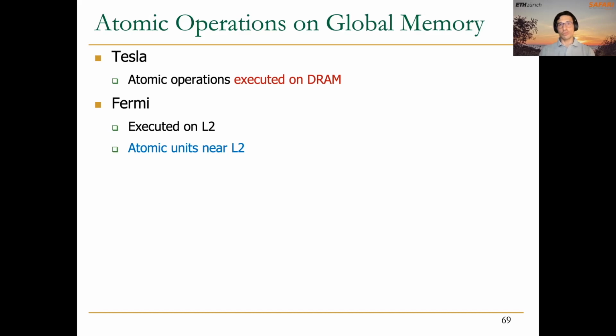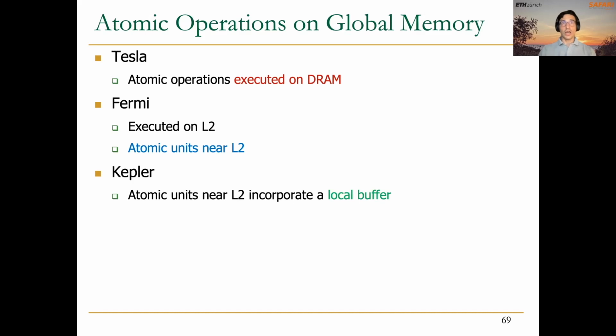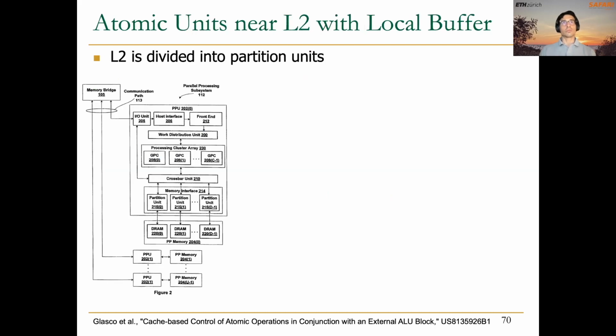In Fermi, as we mentioned before, the performance was greatly improved because the atomic operations were executed in L2 using atomic units near L2. And in Kepler, there is a further optimization in the hardware because these atomic units incorporate a sort of local buffer that even saves some accesses to the L2 itself, thus producing significantly better performance. In Pascal, there were even more architectural improvements, with support for 64-bit floating point atomic add as well. We're going to take a quick look at these atomic units near L2 with a local buffer.